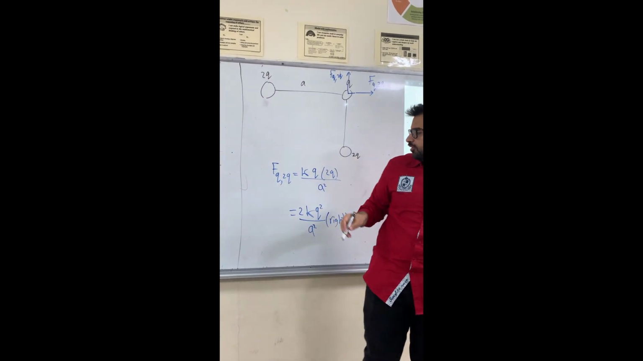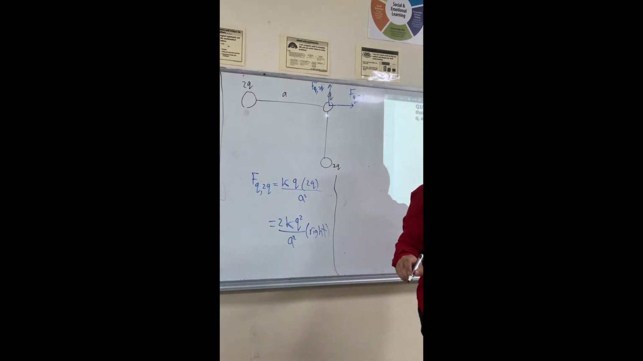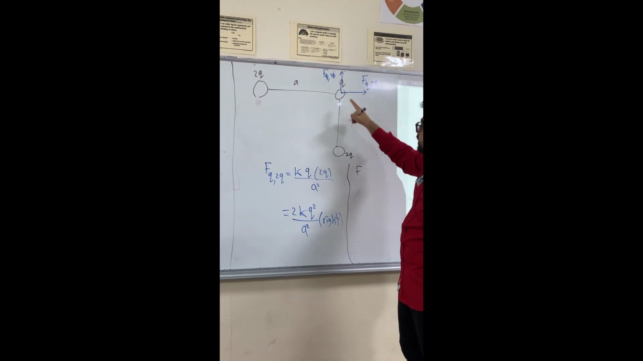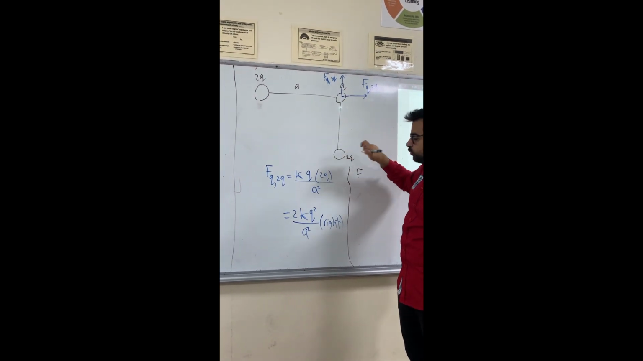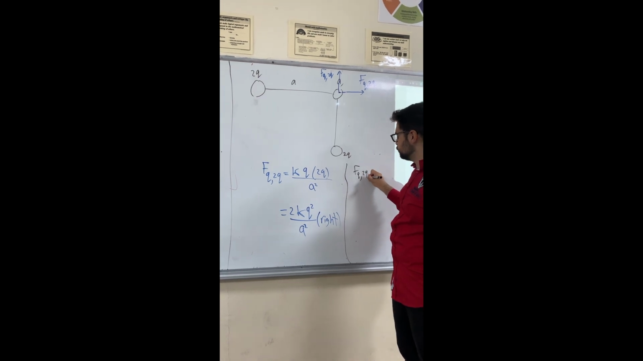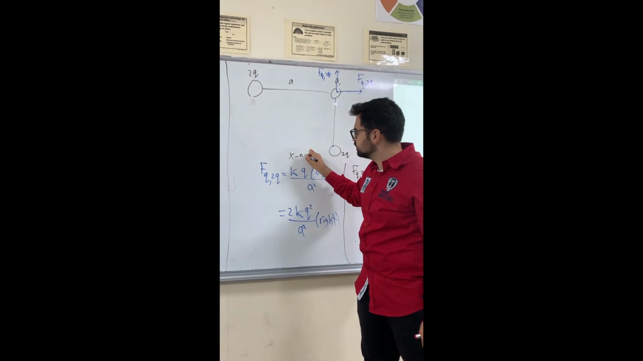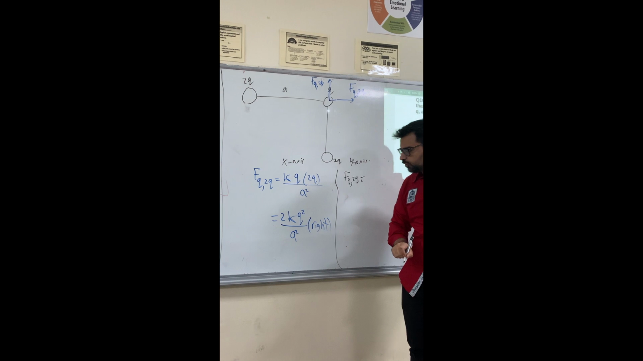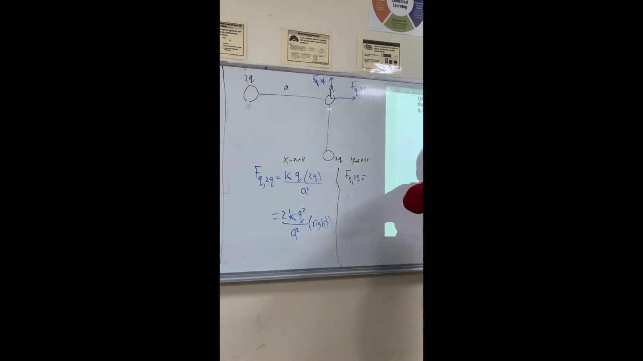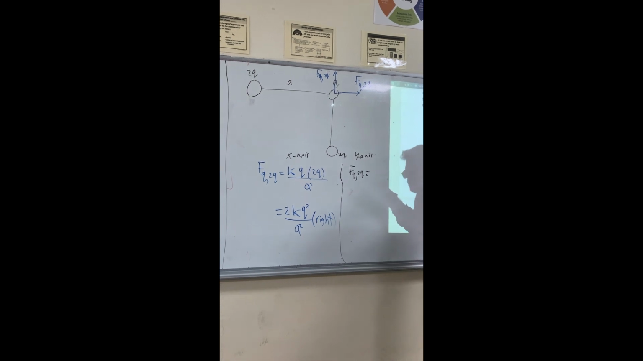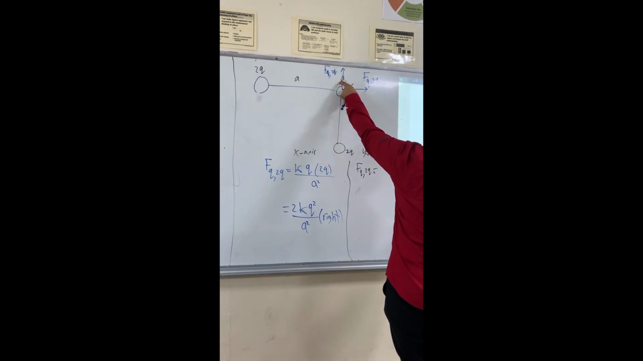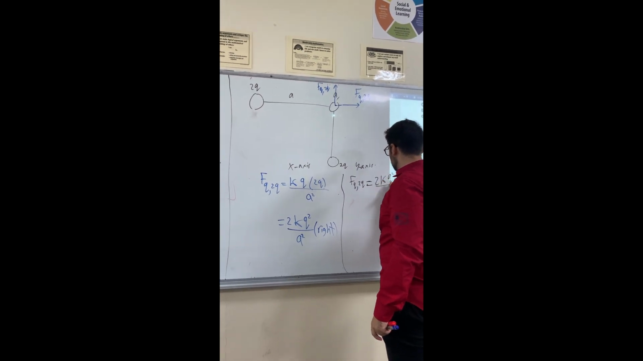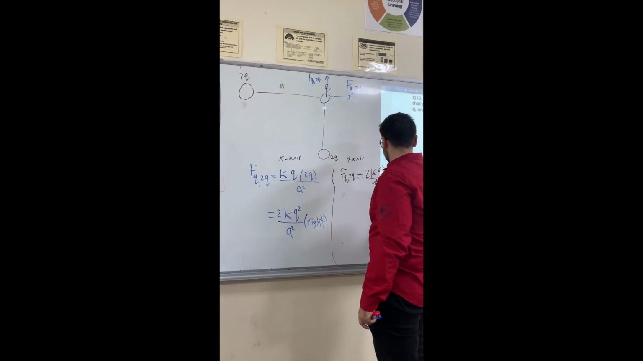Now, the other force is on the y-axis. Same thing. It will have the same magnitude, because it's Q and 2Q. So the force between Q and 2Q on the y-axis, let's say this is X and this is Y, is equal to the same one, but what will be the direction? Upward. It's repulsive. So 2K Q squared over A squared, and the direction is up.